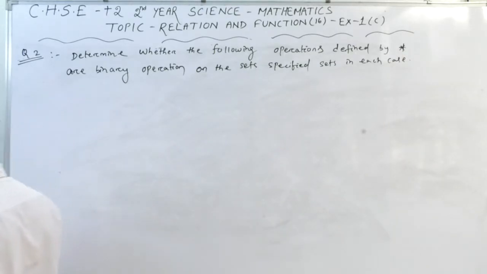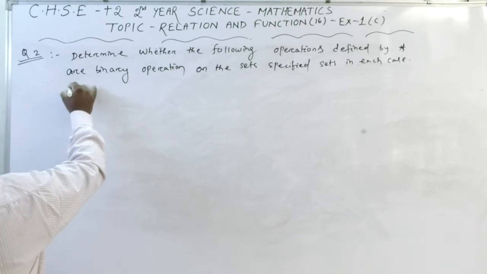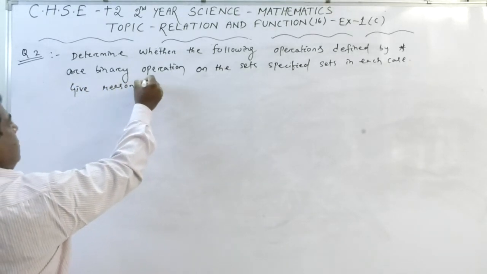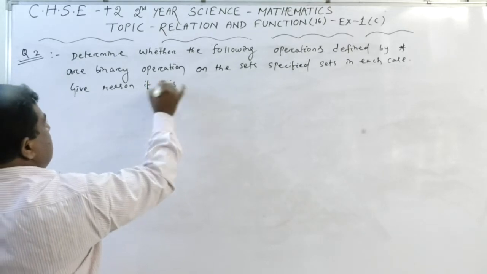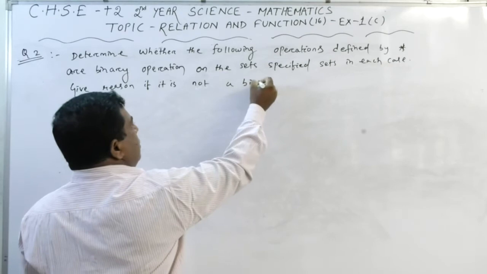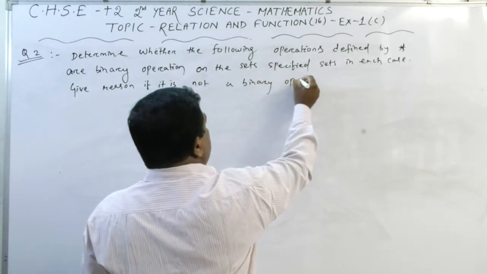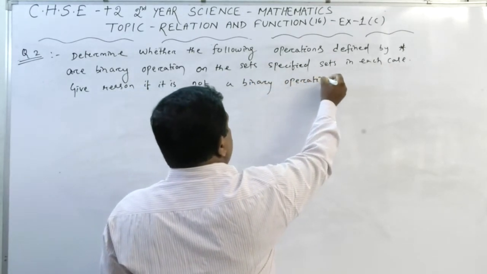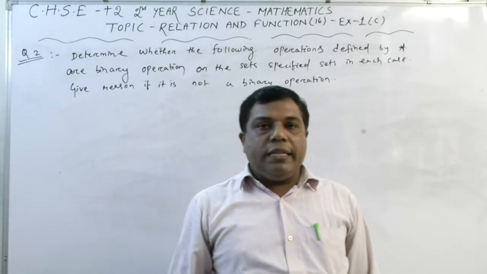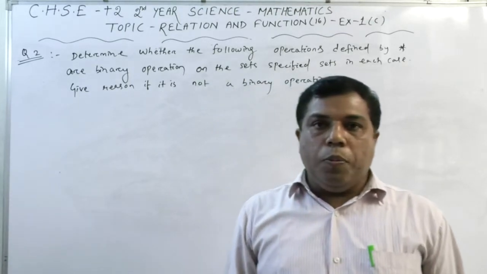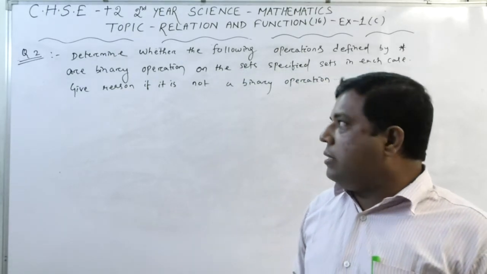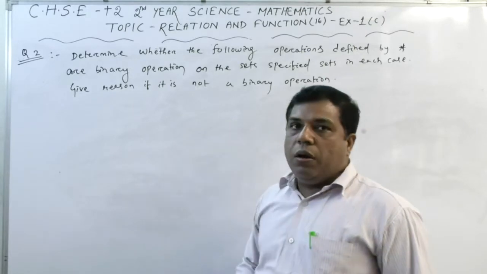So in each condition we have to check. Okay, give reason if it is not a binary operation. So if it is not a binary operation, we have to show the condition, or we have to show the reason why it is not a binary operation. That also we have to show. Okay, my dear students, this is question number 2.